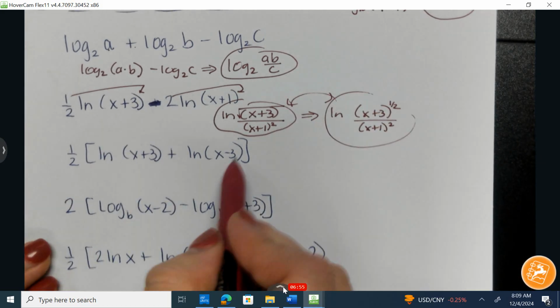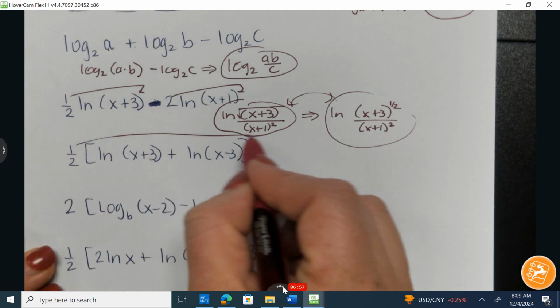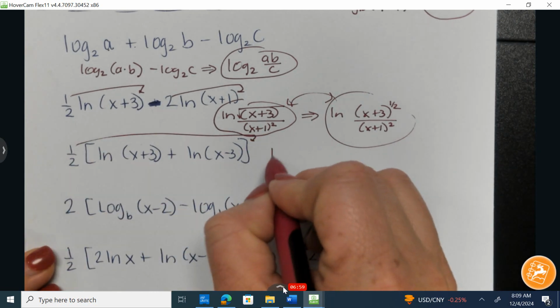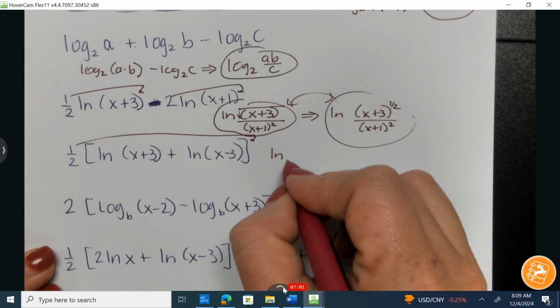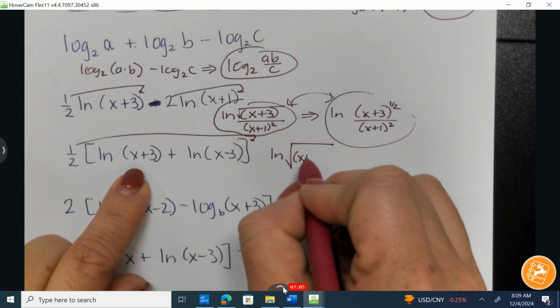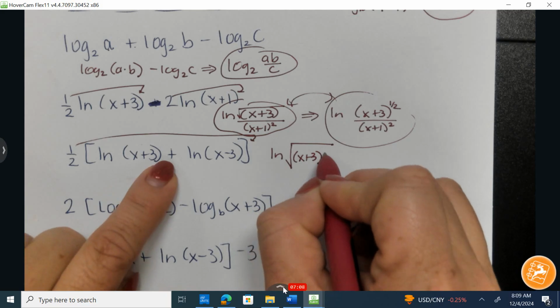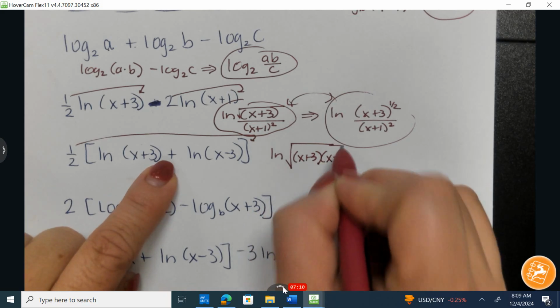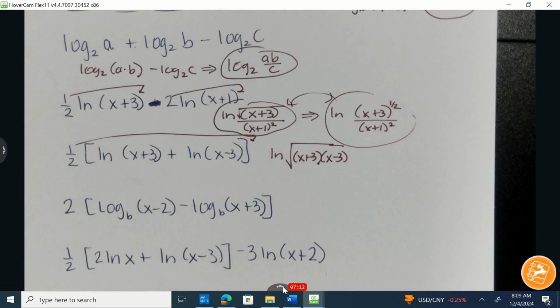Alright, let's start with this one. So in this one, I want to take the 1/2 and apply it to all. So I have the ln, and we know anything to the 1/2 is like taking the square root. And I'm going to take the square root of x plus 3 times x minus 3. X plus 3 times x minus 3.